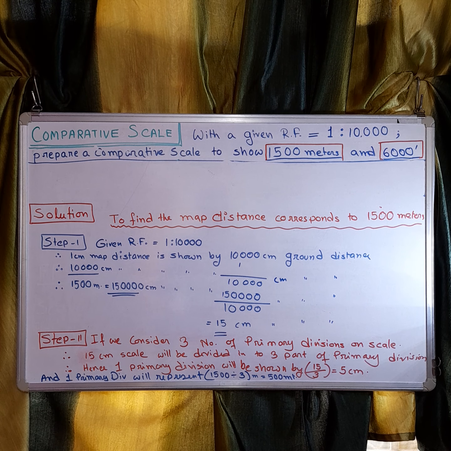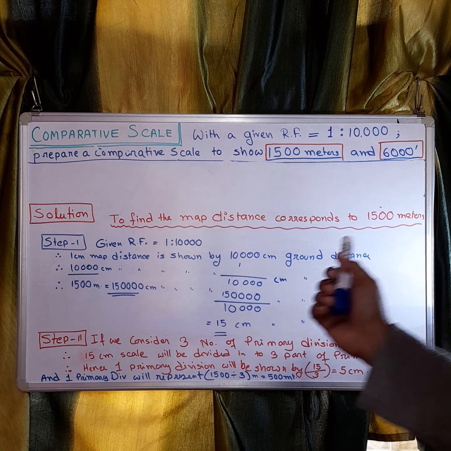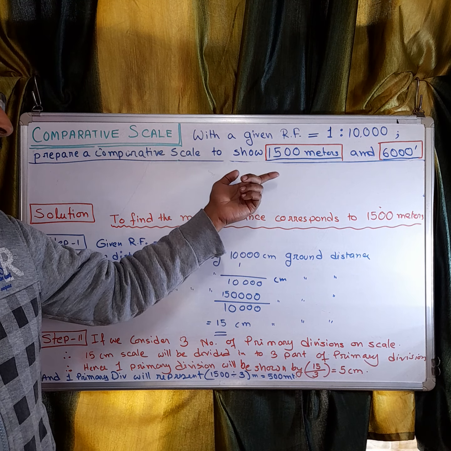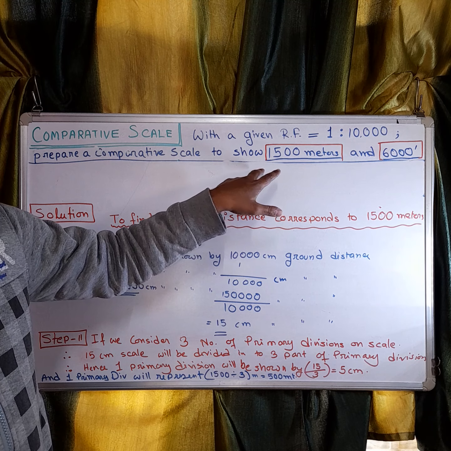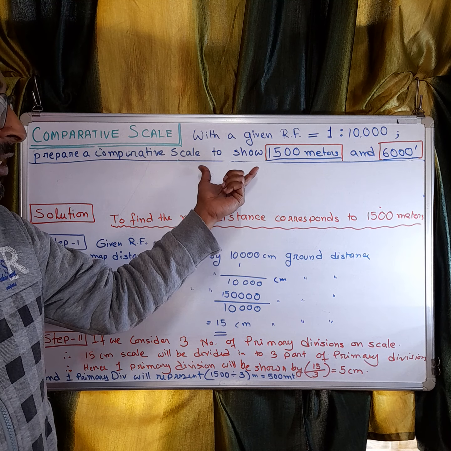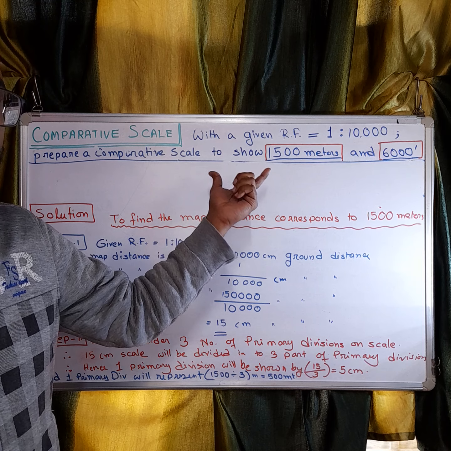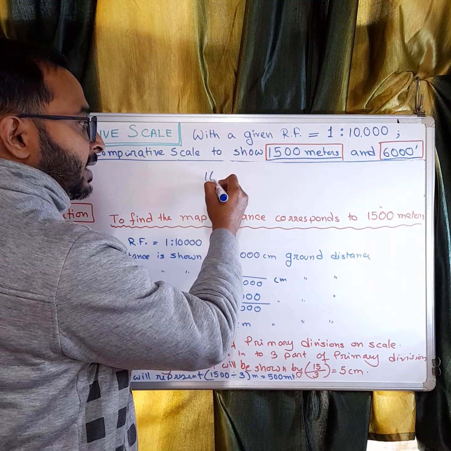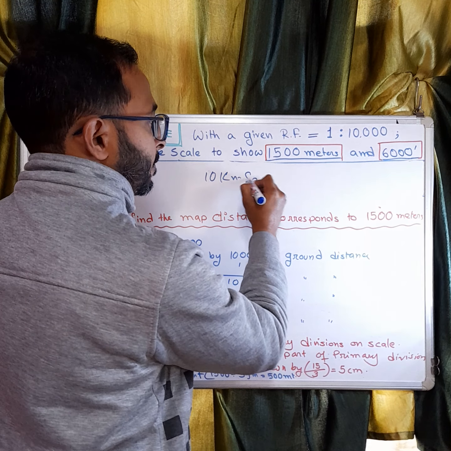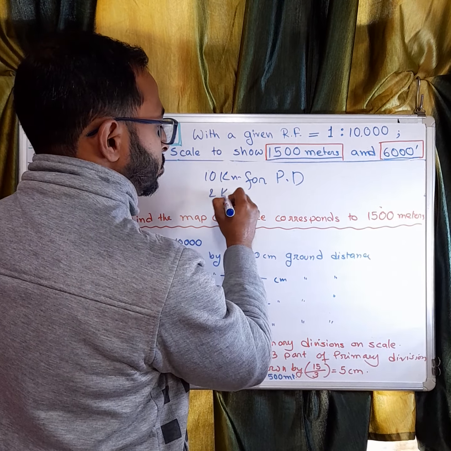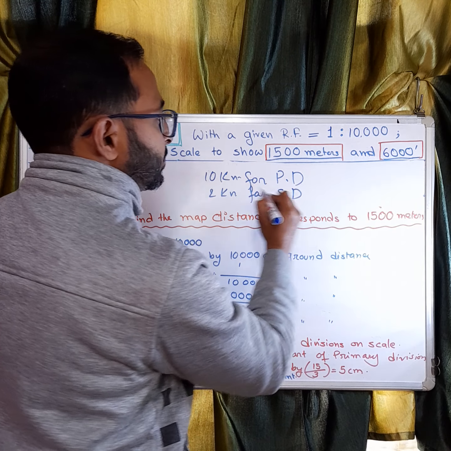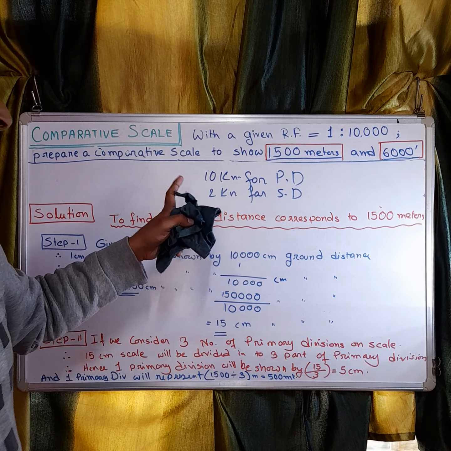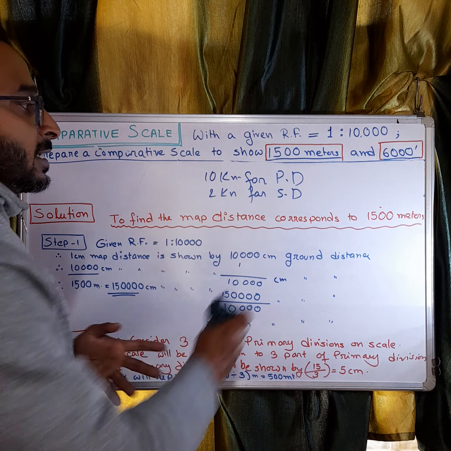you can find that, just different from the previous linear scale we have prepared, there, one primary division was asked to show one secondary division. The division in the previous scale was 10 kilometer for primary division and 2 kilometer for secondary division. In that scale, it was mentioned that 10 kilometer for primary division, 2 kilometer for secondary division.